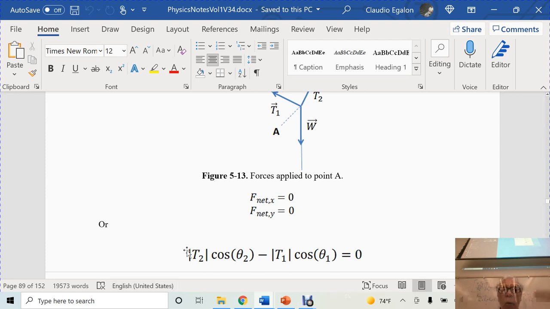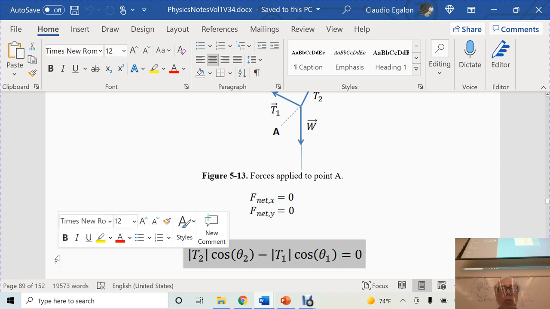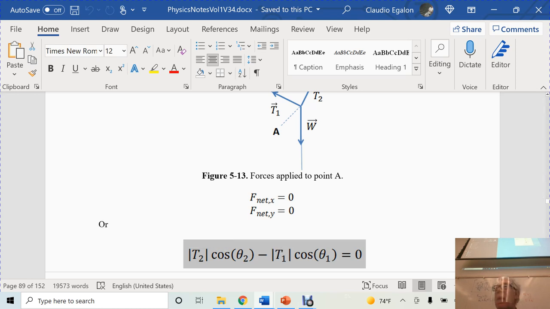We have one equation with two unknowns, T1 and T2. Can we solve for T1 and T2 with this equation alone? One equation for two unknowns. Yes or no? You know theta 1, you know theta 2. If you have two unknowns, how many equations are you going to need? You're going to need two. But you have only one here. We've got to get a second one.